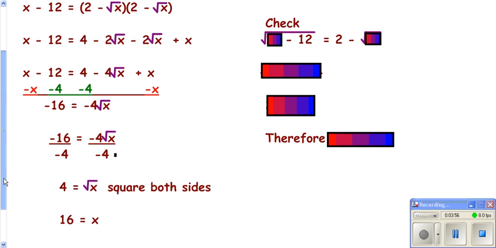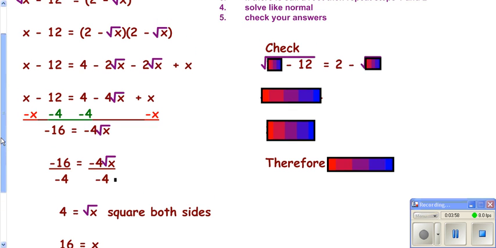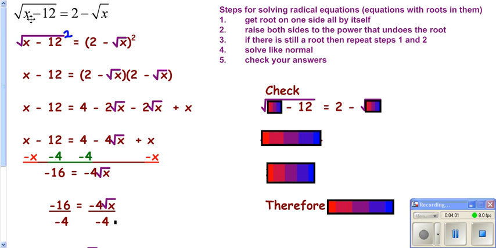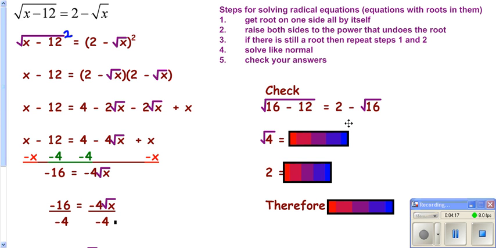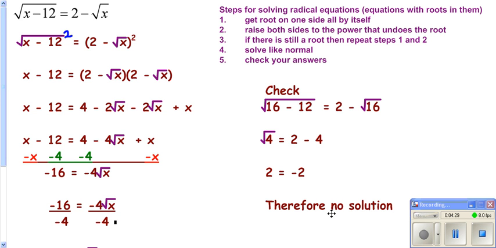Now you need to go ahead and take that, plug it into your original problem, plug in 16 here, and also plug in 16 here, and that's what we're doing over here. And now you want to see if you get the same thing on each side. Well, here you would get the square root of 4, which you know is 2. Over here, you get the square root of 4, or 2 minus 4, which is negative 2. Since 2 does not equal negative 2, therefore there is no solution.